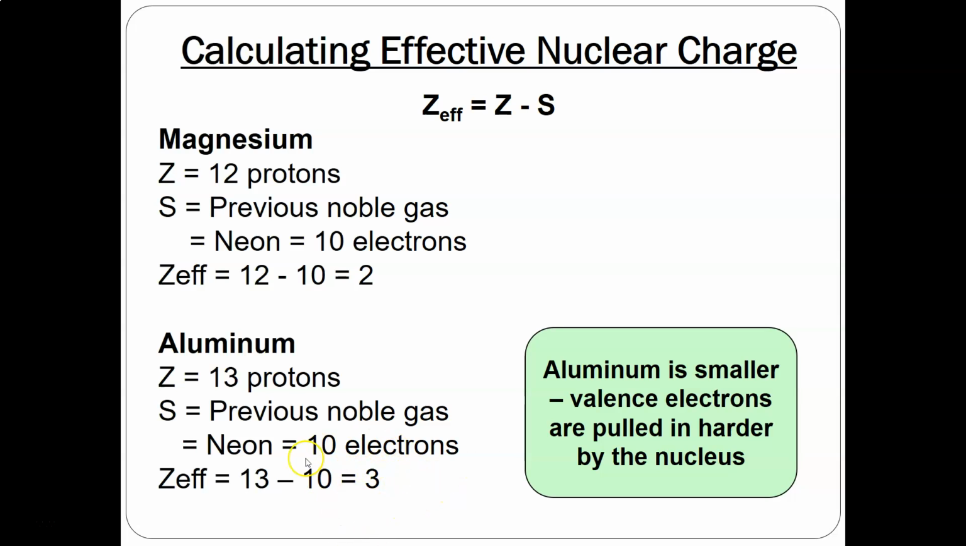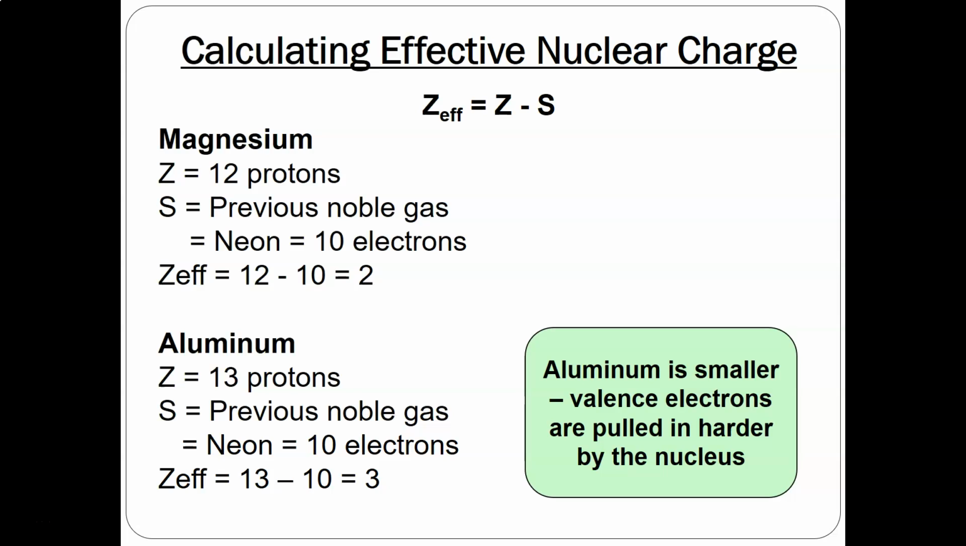Because if aluminum effectively has a stronger nucleus, aluminum can pull the valence electrons in closer than magnesium can, which shrinks that radius down. So even though aluminum is heavier, it has a smaller radius than magnesium does. So looking at your Zeff is a nice simple way of saying, yeah, okay, aluminum will be a little bit smaller.